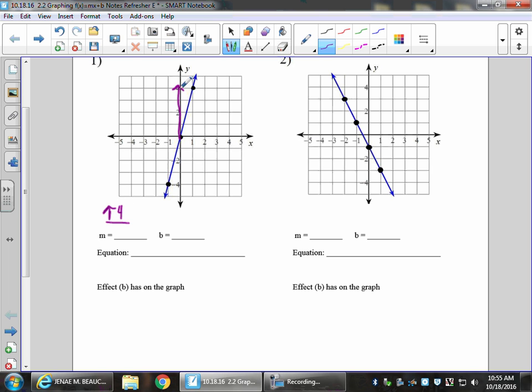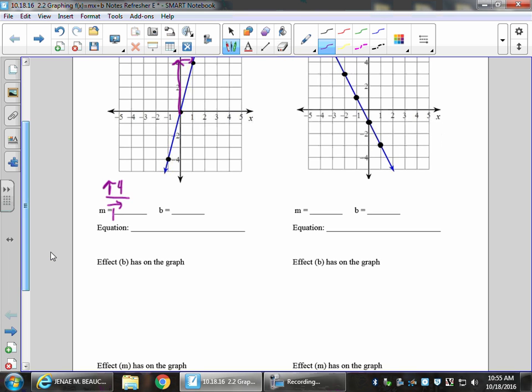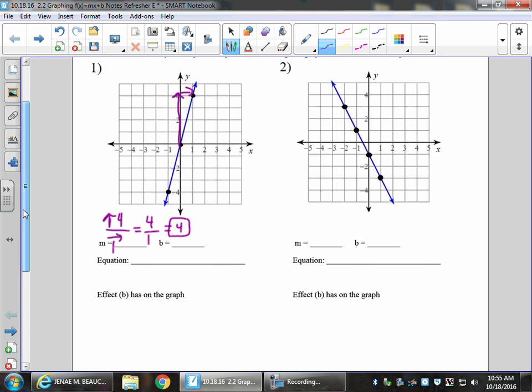And then once you went up 4, now where do you go? Left 1, right 1? Right 1. Drawing these little arrows real quick as you're working is a great way to make sure you don't make a sign error by accident. Up 4 is positive or negative? Right 1, positive or negative? Positive. 4 divided by 1? 4. Did it matter what ordered pair we started at?